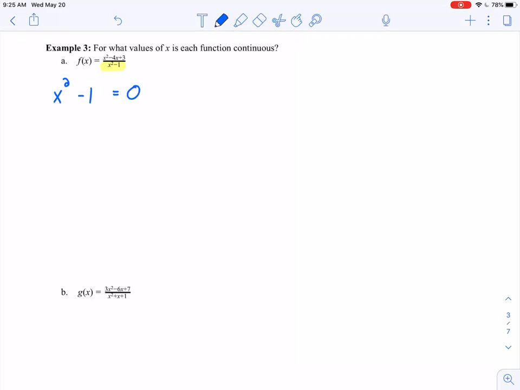You can do that however you'd like. Here you could use square roots. You could factor. I'm always partial to factoring, so I'm going to factor this here. I know this is a difference of two squares, x plus 1 times x minus 1. Set it equal to 0, and take each factor and set it equal to 0. x plus 1 equals 0, x minus 1 equals 0. That gives me x equals negative 1 and x equals positive 1. So it's continuous everywhere except for these two values.